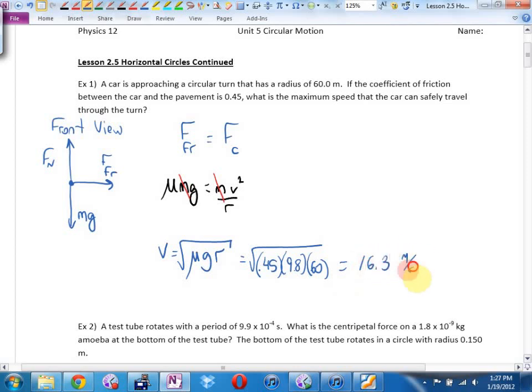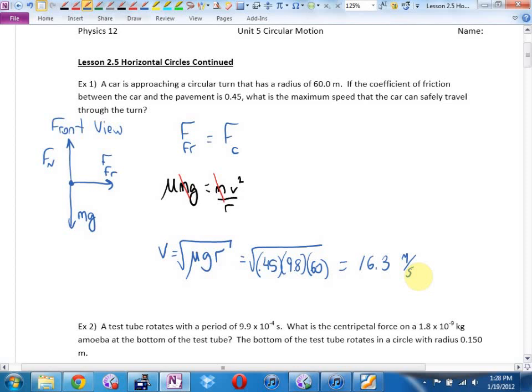About 30 miles an hour, or times by 3.6, about 50 kilometers per hour. So this would be enough. You could do this as a nice gentle corner on a road, and people would have to slow down. Now you'd probably build a safety margin in, because you'd also have to think, what if it's raining? But the speed limit would probably be posted as 40, 35, something like that. And that's where they get the speed limit numbers for the corners.